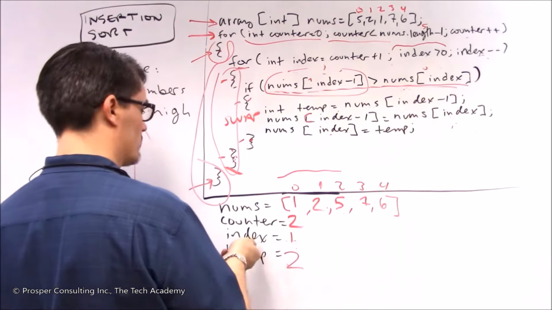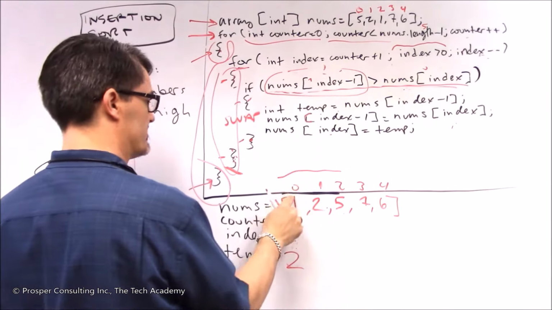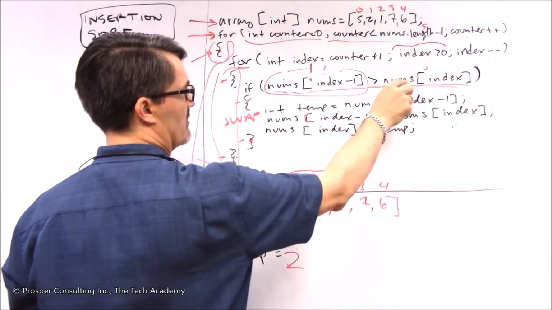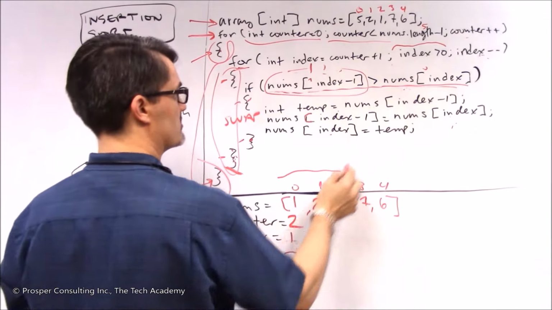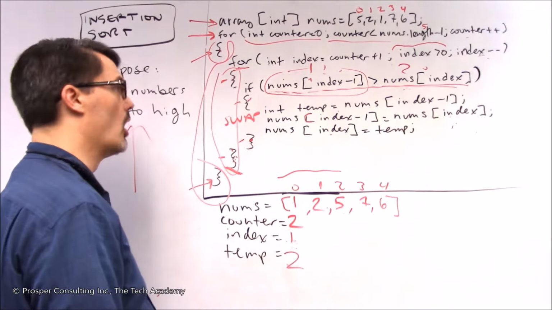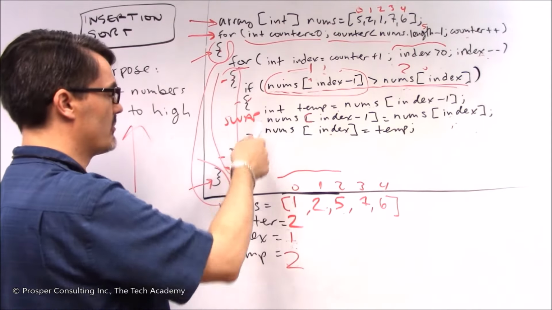So index is currently equal to 1. So 1 minus 1 is 0. What is the value at position 0? It's a 1. Is 1 greater than whatever this is? Well, this is the value at position 1, which is 2. Is 1 greater than 2? No. So again, we do not execute this swap.